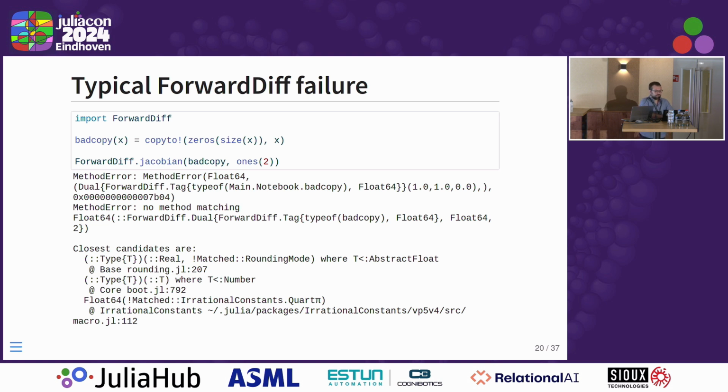They wrote a function here, which I call bad copy. What it does is it just copies to an array full of zeros whatever's inside the input array. And when you try to compute the Jacobian of this function with ForwardDiff, it's going to yell at you, and it's going to say, blah, blah, blah, no method matching for Float64 ForwardDiff Dual. I can't stress this enough. This is what everyone will run into first when they try to use ForwardDiff.